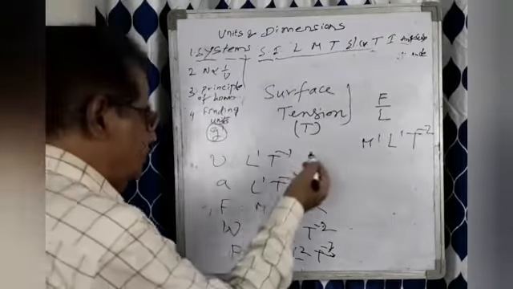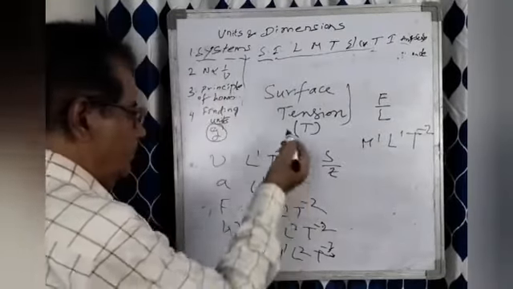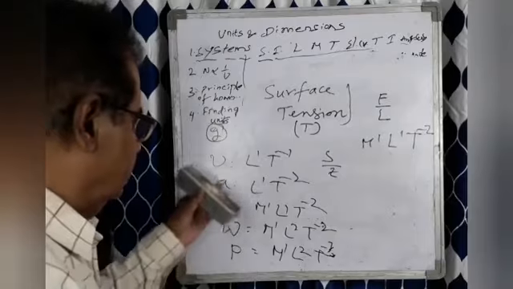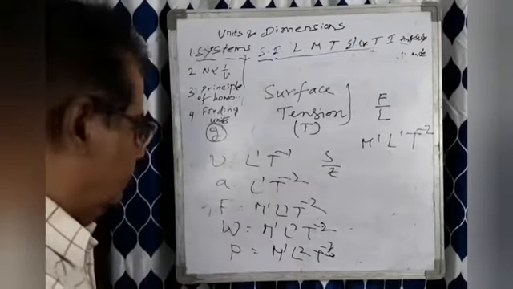Because velocity is distance by time, displacement by time, S by T, L by T, means L power 1 T power minus 1. Acceleration is velocity by time, so this by time gives T power minus 2.